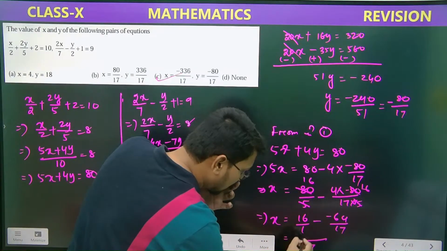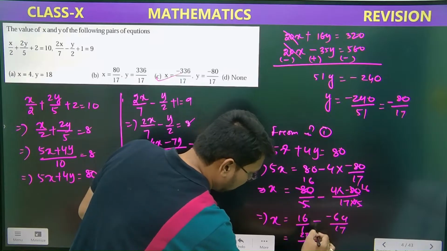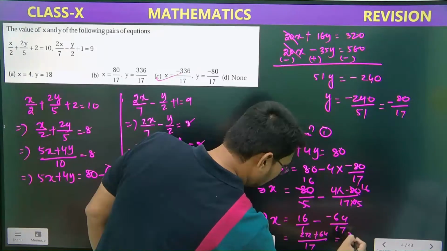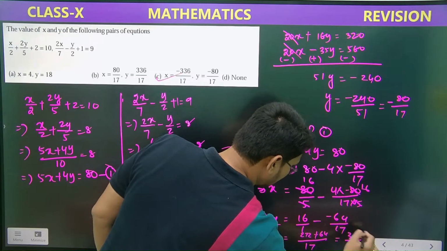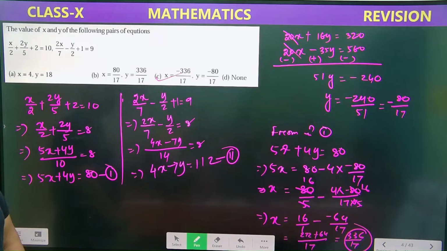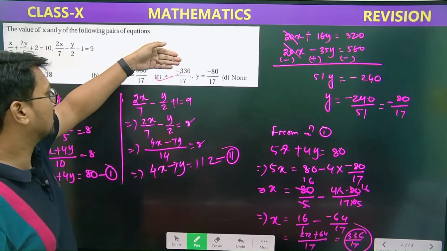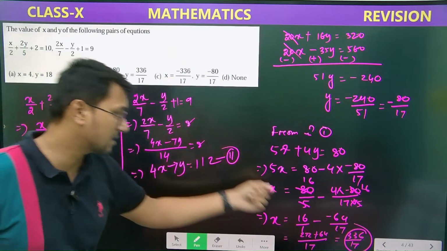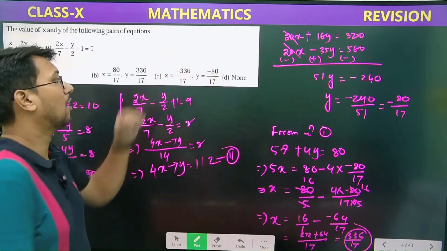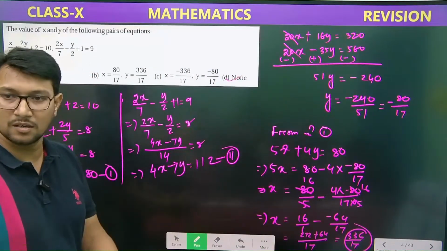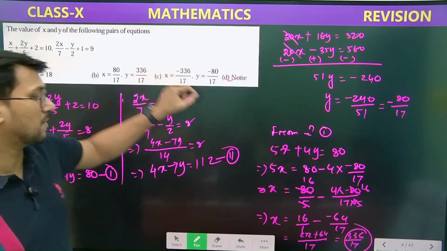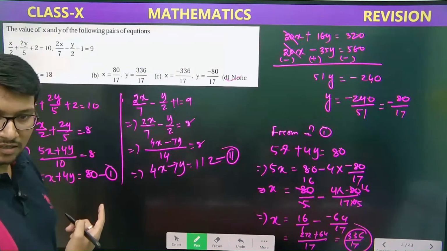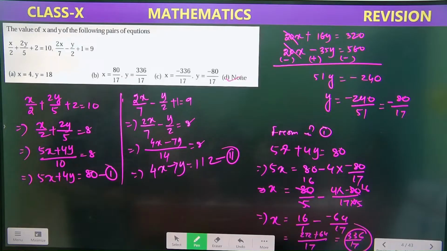272 plus 64, how much is that? That is 336 by 17 is the answer. Option D. Why? Because x is given minus, but we are getting x plus, that's why option D, none of these, is the correct answer. Got it, everyone clear? Solve it quickly.